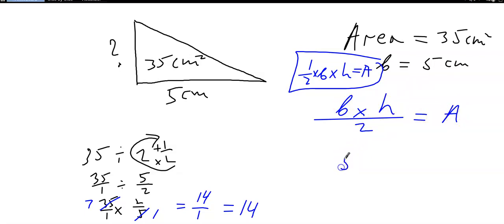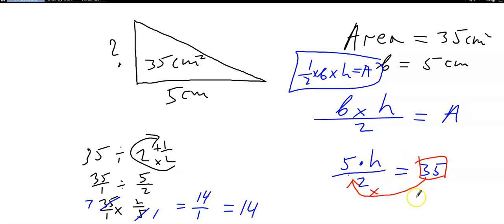Base is 5. Height is, we don't know. We take the whole thing divided by 2, and our answer came out to be 35. Let's think about what's happening in the problem. 5 times what number divided by 2 gives us 35. This might be easier for some of you, so let's try to work it this way. The opposite of dividing by 2 is multiplying by 2. So let's take 35 and do the opposite of dividing by 2, which is multiply by 2.